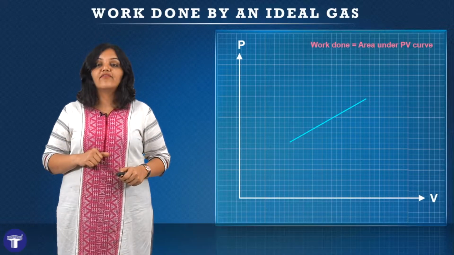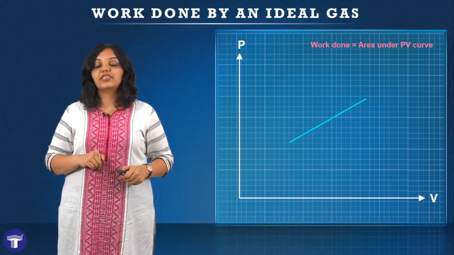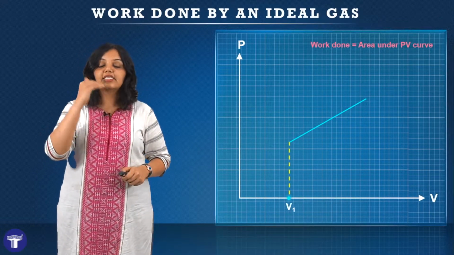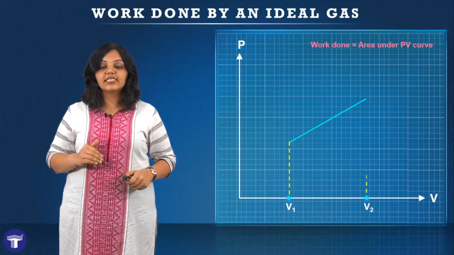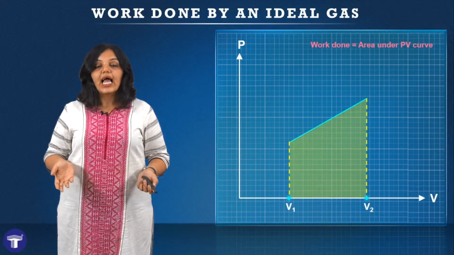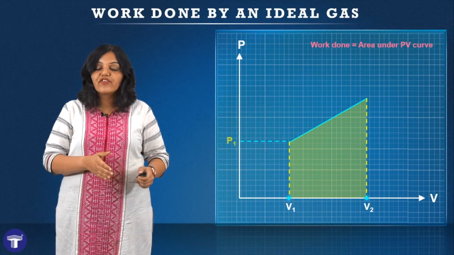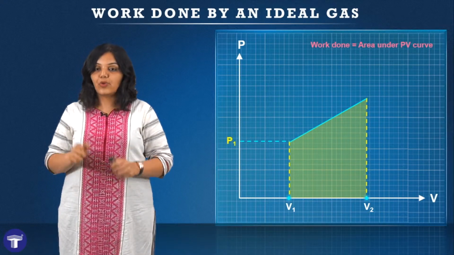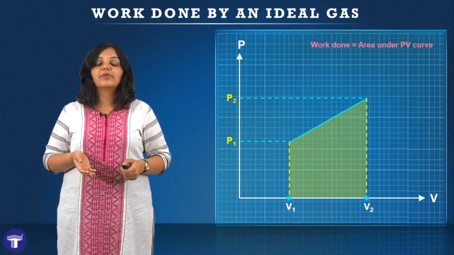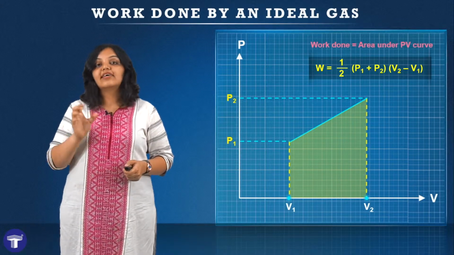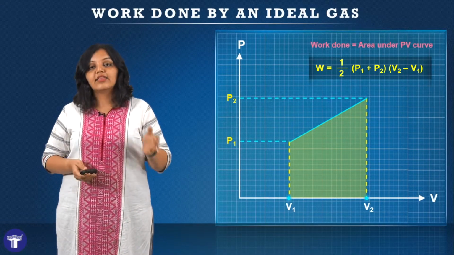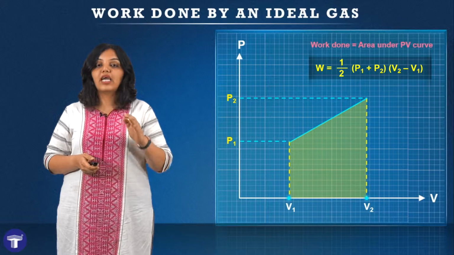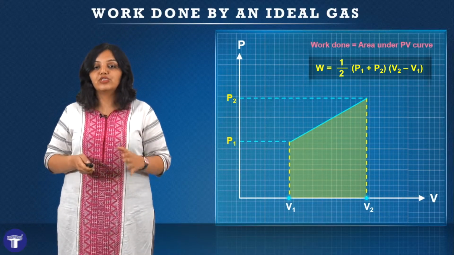In this case, you have a straight line which is inclined to the x-axis, and now the area trapped between this line and the x-axis will be something like a trapezium. And we know the area of a trapezium is half into the sum of its parallel sides into height. The sum of the parallel sides will be nothing but P1 plus P2, and the height is V2 minus V1, and therefore work done by this gas will come out to be half (P1 plus P2) into (V2 minus V1).